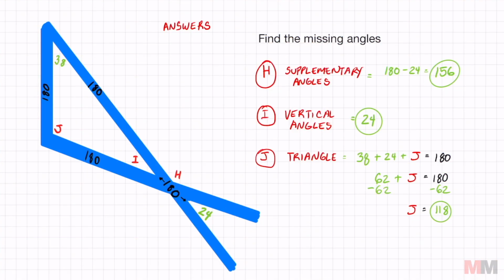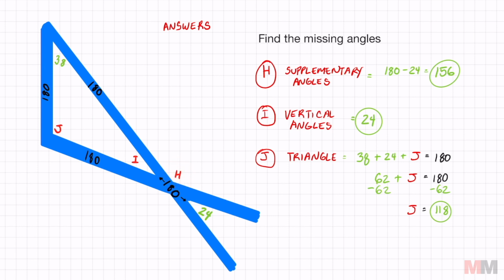This is kind of like one of those Sudoku puzzles. You have to find one in order to find the other information. So we started off with H, and in order to find angle H, all you had to do was look that this is a straight line, which is 180, and then you can do it by setting up an equation or just subtracting 180 minus 24. So now you know that that is 156.